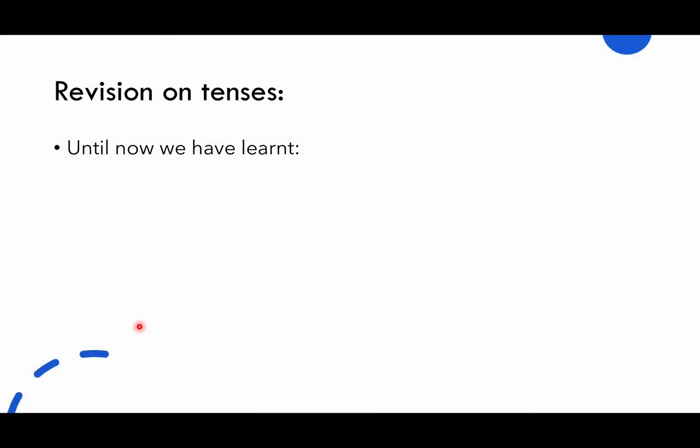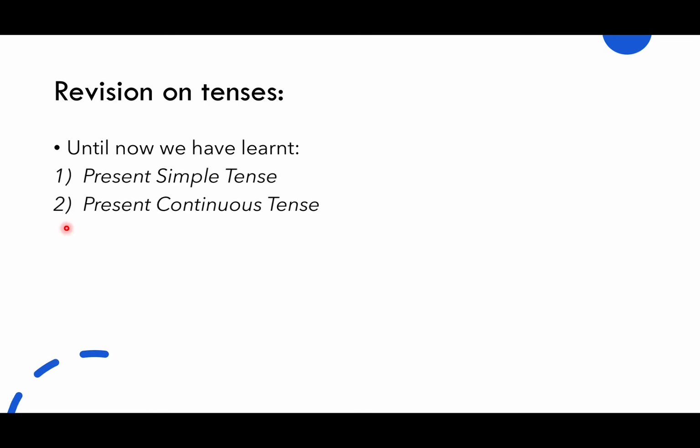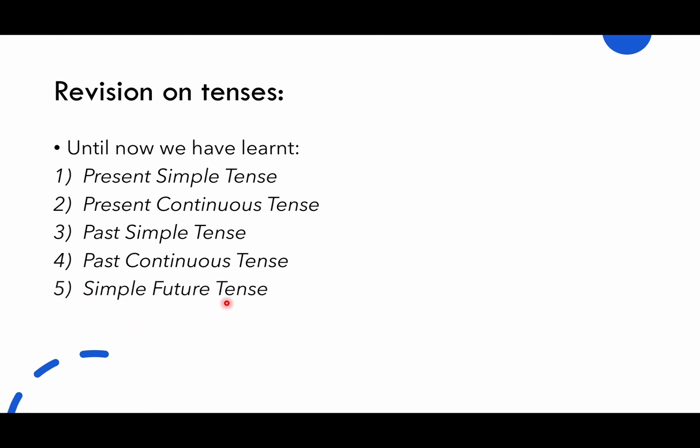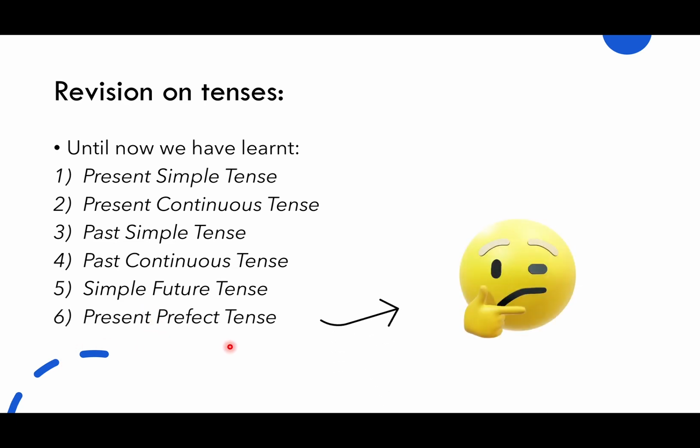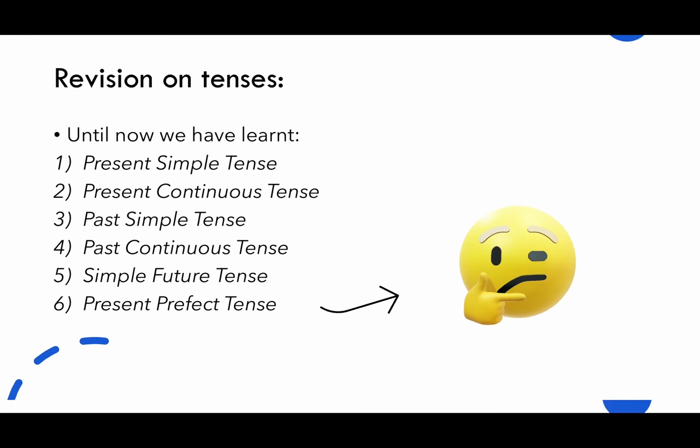Before we start the lesson, let's do some review on tenses. Until now we have learned present simple tense, present continuous tense, past simple tense, past continuous tense, simple future tense. Now, if you haven't learned past continuous tense, you can tell me and I'll teach you later. And present perfect tense? Now let's look at some information of present perfect tense.